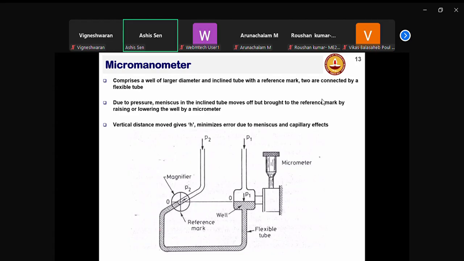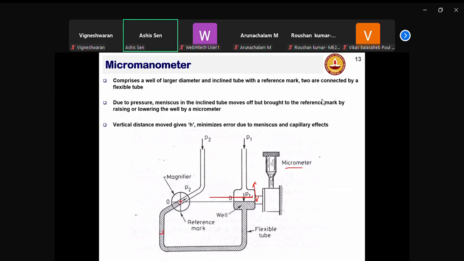one way to look at it is the height difference between left and right, but you don't want to do that. That may involve error. So what you do is, you use this micrometer to move this platform up or down. Let's say this is the displaced position because of the higher pressure, the meniscus has come here. You move this up and down to take this meniscus back to this crosshair.